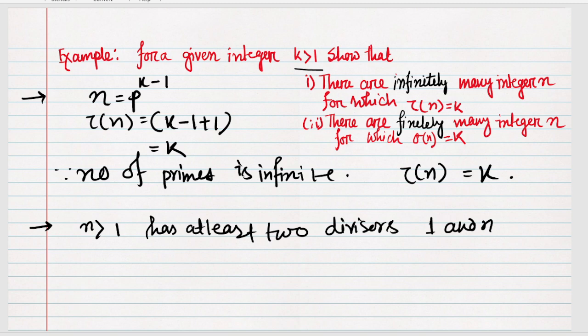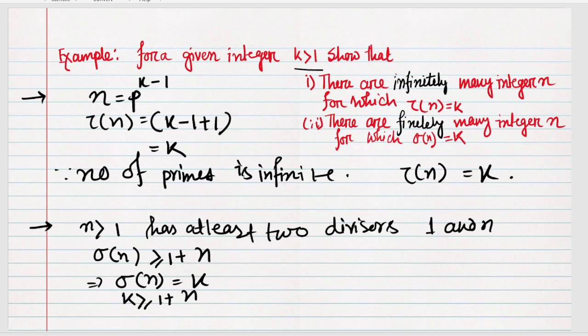So we can write it as sigma of n is greater than or equal to 1 plus n, which implies sigma of n equals k, because 1 plus n is a fixed integer as per our question. So we can write k greater than or equal to 1 plus n. That means k minus 1 is greater than or equal to n, which also implies n must be less than or equal to k minus 1. Here k is fixed, so there are only finitely many n's, at most k minus 1 integers n.